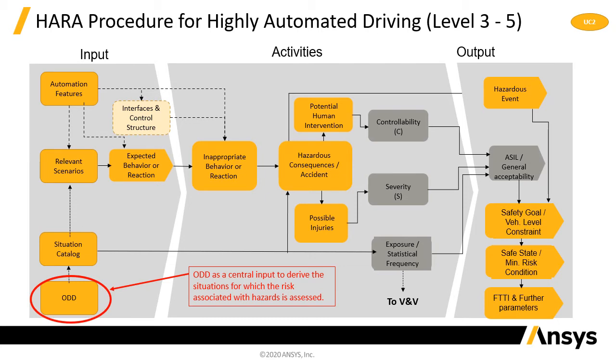The rest of the process is pretty much straightforward, as in ISO 26262. We evaluate the hazardous consequences or accidents that may result. From there, we get the possible injuries, potential human intervention to prevent the accident from happening, and we can then define the hazardous event and derive our top-level safety requirements or safety goals, or some say safety constraints. I think safety constraints is even better.